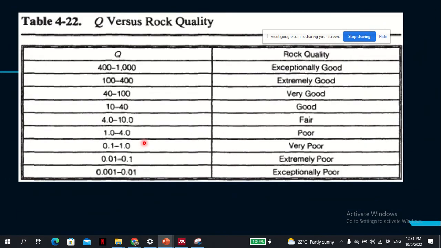But what I will tell you is, this is where we are ending now. So the exceptionally poor, the same idea as with the rock mass rating system. These are exceptionally poor rocks between 0.01 to 0.1, extremely poor, very poor, all the way to exceptionally good. But this range is a little bit wider if you compare to the rock mass rating system, and this will be able to accommodate all the wide-ranging characteristics.